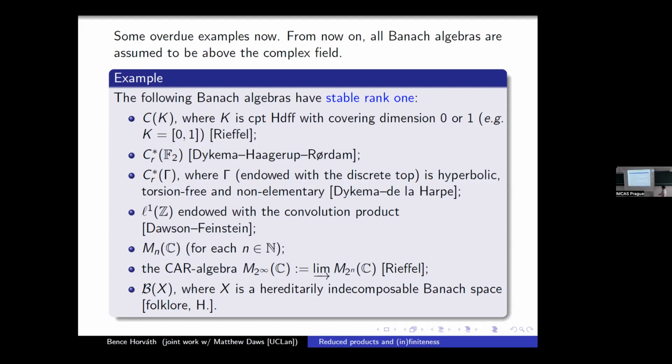So B of X means algebras of operators on a Banach space X. And this is somewhat surprising, but algebras of operators on Banach spaces can have stable rank 1, provided that the underlying Banach space is a bit weird, meaning hereditarily indecomposable. It's a rather technical notion, but those are weird Banach spaces, so not your old Lp spaces, and usually not C(K) spaces. So these are quite weird Banach spaces which satisfy this.